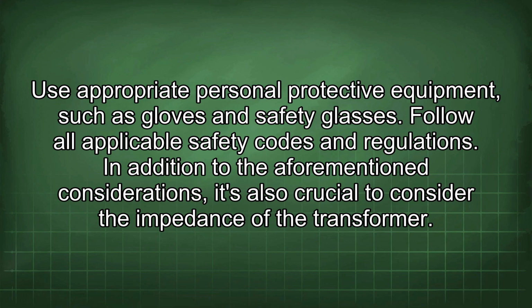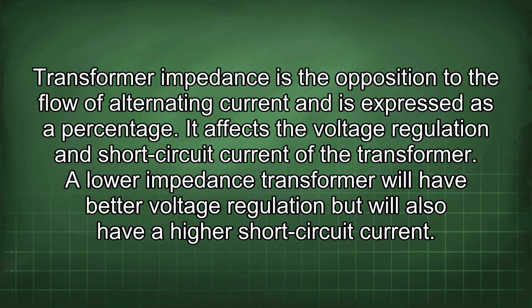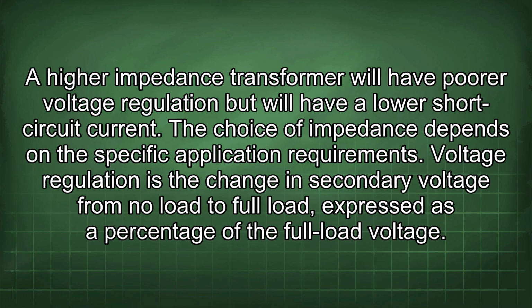In addition to the aforementioned considerations, it's also crucial to consider the impedance of the transformer. Transformer impedance is the opposition to the flow of alternating current and is expressed as a percentage. It affects the voltage regulation and short-circuit current of the transformer. A lower impedance transformer will have better voltage regulation but will also have a higher short-circuit current. A higher impedance transformer will have poor voltage regulation but will have a lower short-circuit current. The choice of impedance depends on the specific application requirements.